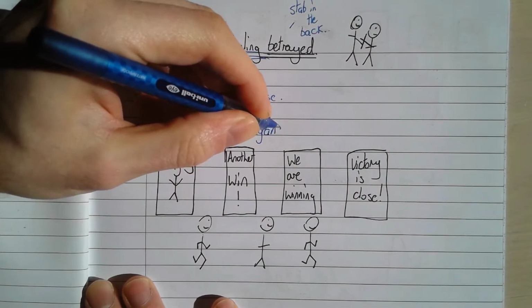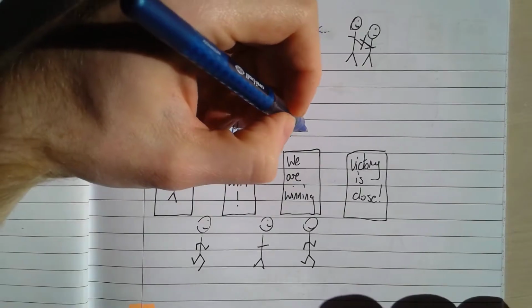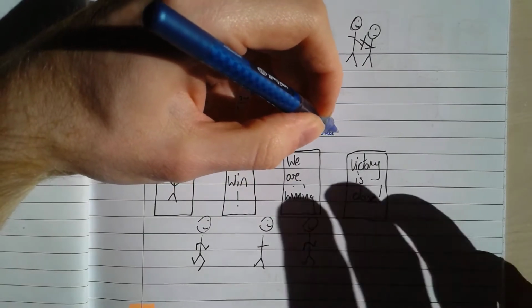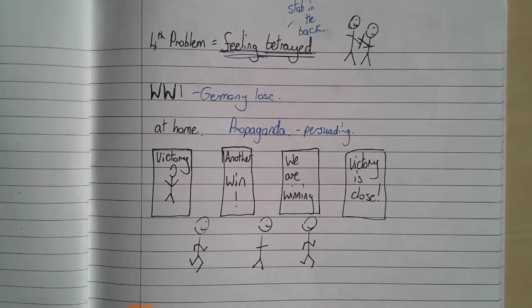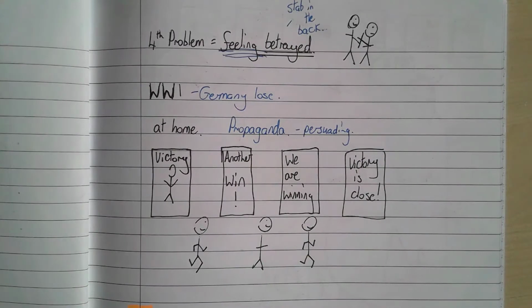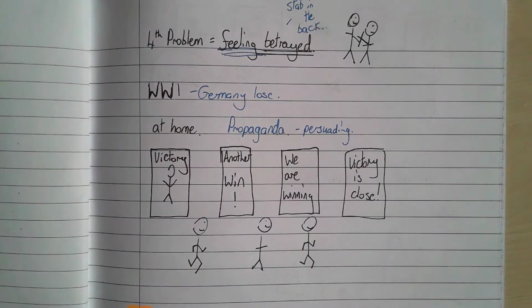Now, Germany lose, but that's not the full picture, because we've got this thing called propaganda. Now, propaganda is a way of persuading people to believe the same thing as you, or believe something you want them to believe. Often it's to do with politics. So me just trying to persuade you that I'm right isn't quite propaganda, but if I keep repeating the same messages and I try to get you to believe the same politics as me, that is propaganda.